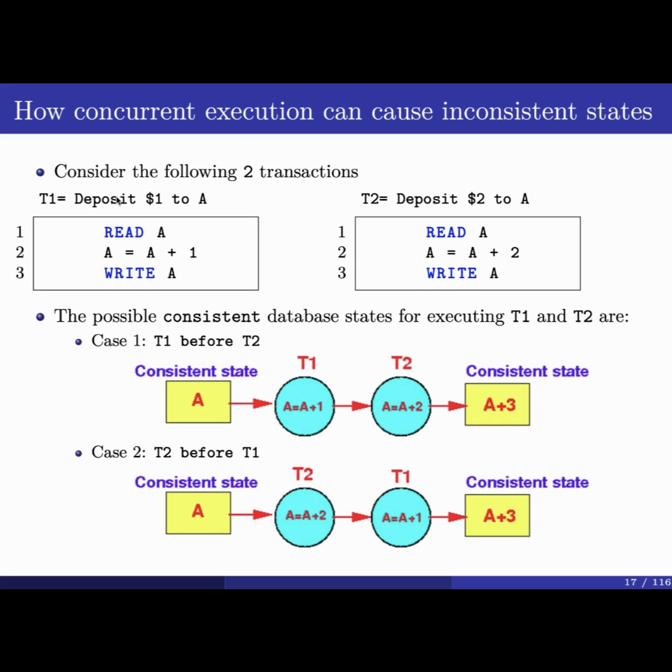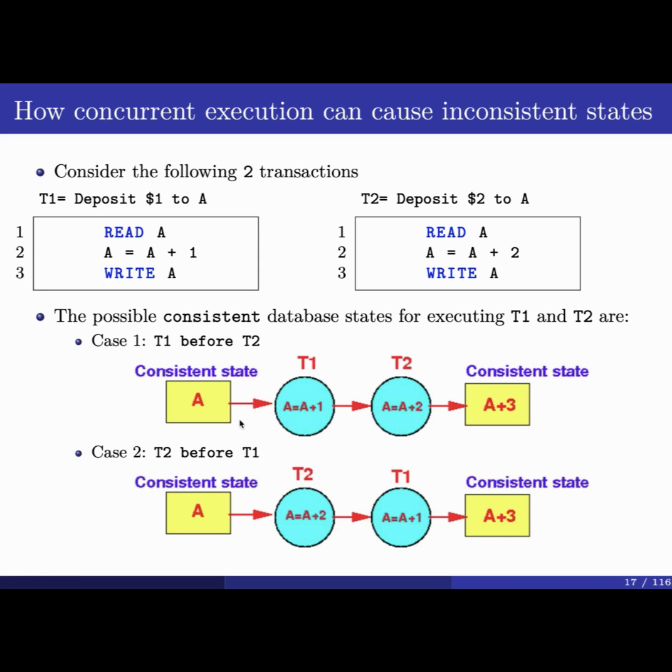Okay? So here we assume that we have two transactions. Each of them, for example, has one task. The first transaction is going to, for example, deposit $1 in account A. And the second transaction is going to deposit $2 in account A. Okay? So both of them are different. So let's do this one. We have two consistent states. We start from A and we end up with A plus 3. Actually, it's the initial one and this is the new one.